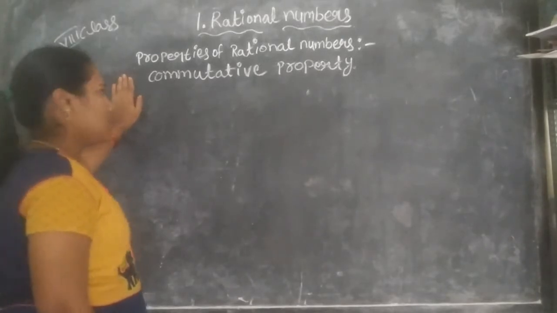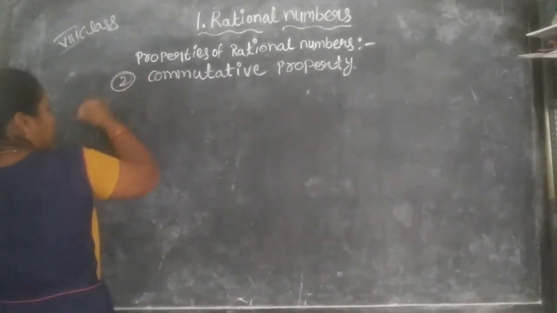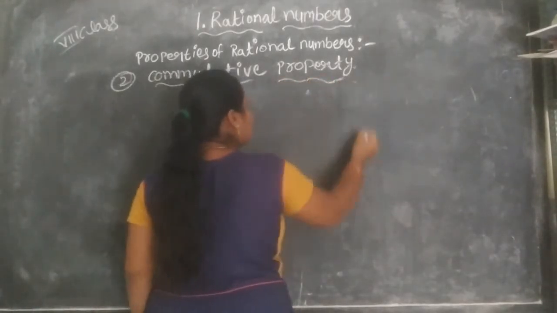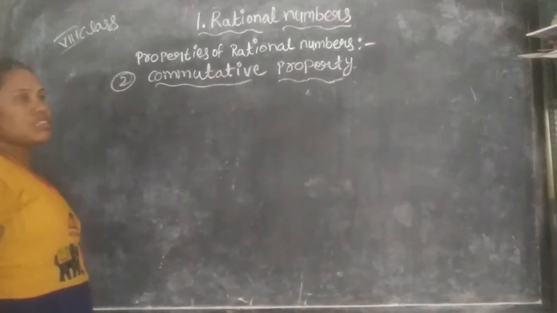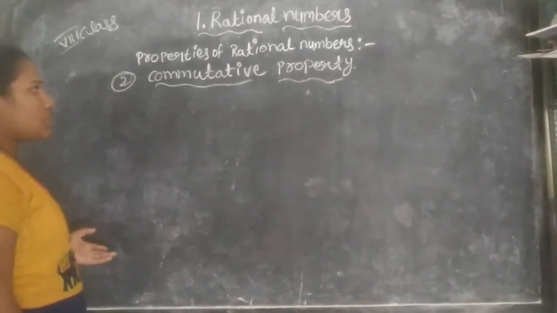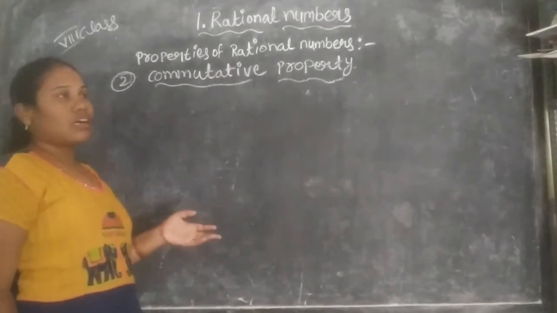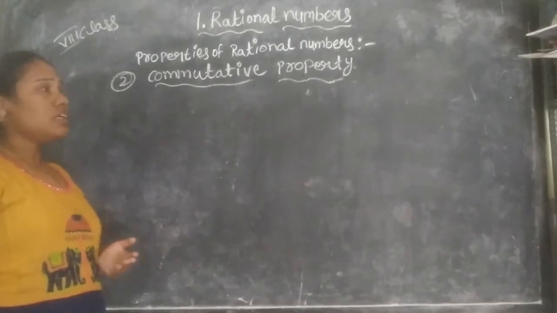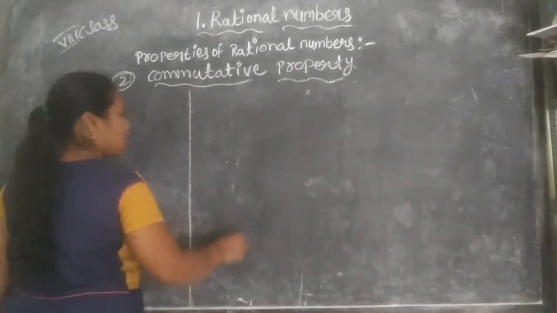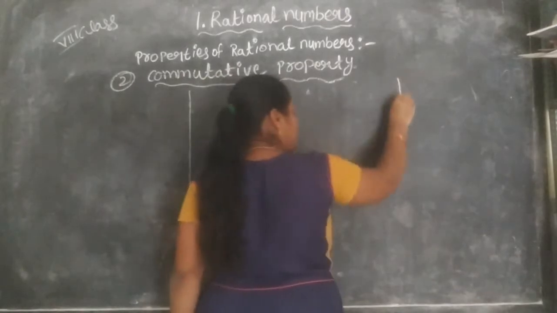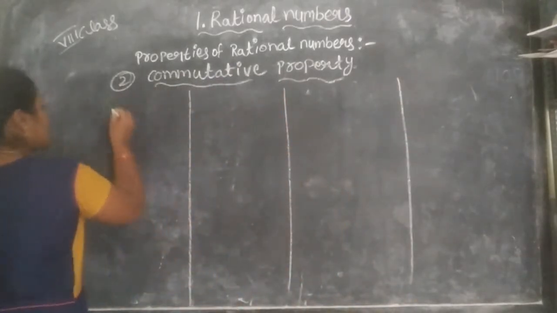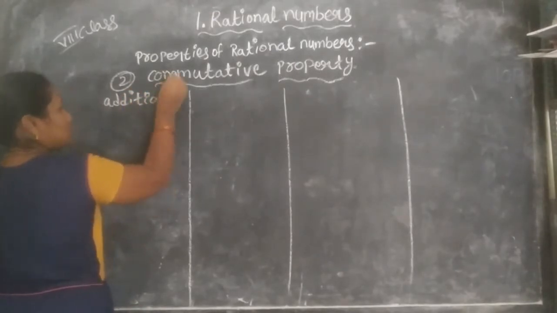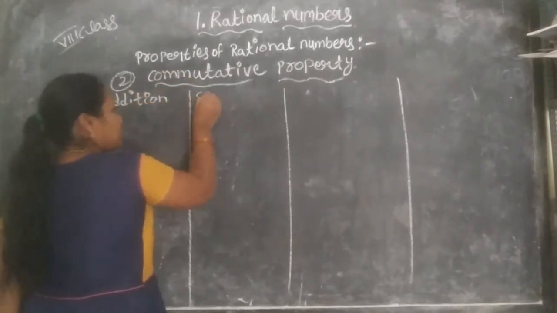So for properties of rational numbers, we already discussed the closure property, and the second one is the commutative property. These properties are there already from 7th class. Just we recall the properties under 4 operations. What are those 4 operations? Addition, subtraction, multiplication and division. Take the 4 operations: commutative property under addition, subtraction.